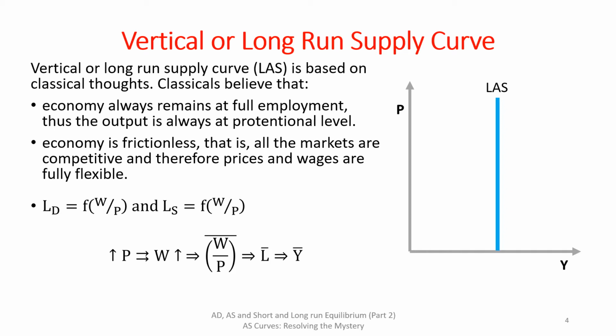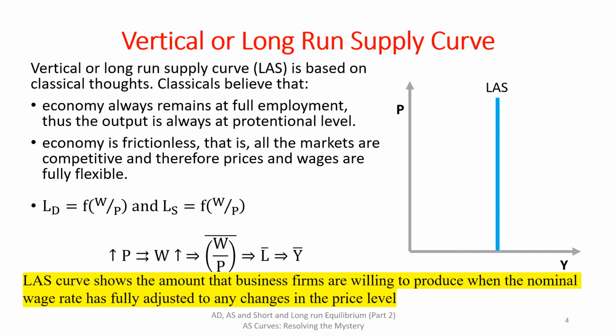It shows the amount that business firms are willing to produce when nominal wages have fully adjusted to any change in price level. With this aggregate supply curve, any shift in aggregate demand causes price level to change while the output level remains fixed at full potential of the economy.